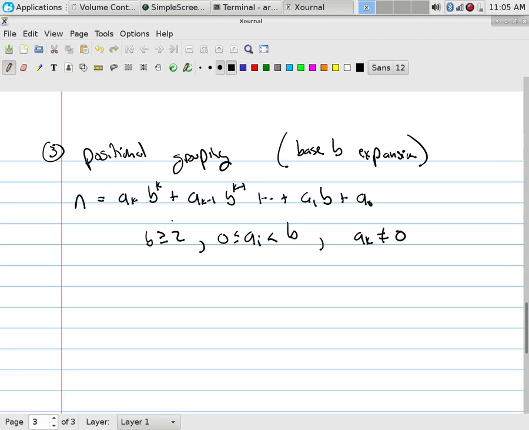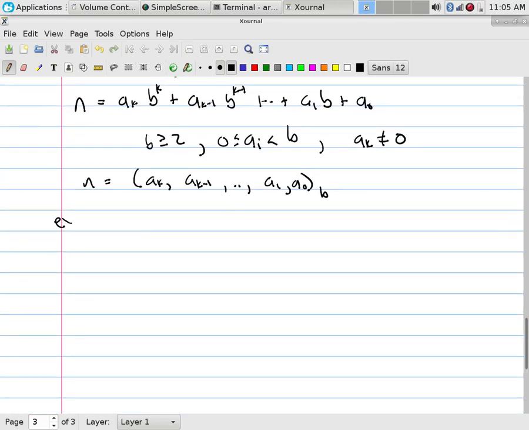And normally the way this expansion is written, typical notation, if you understand what b is, position matters because it tells you how many your sizes are. So we would rather write it like this: a_k, a_(k-1), down to a_1, a_0, write the coefficients and then say what the base is.